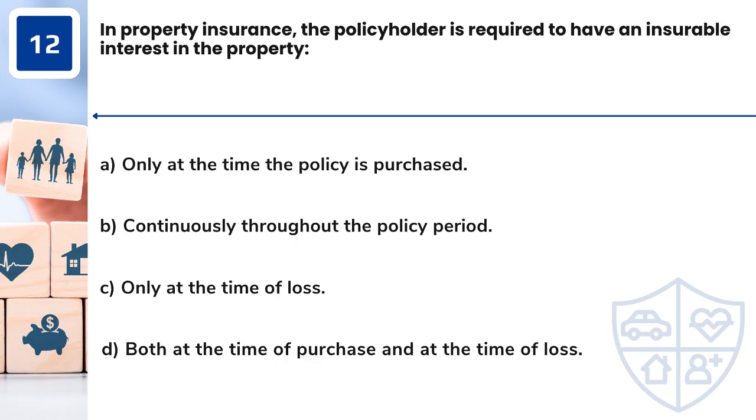Question 12. In property insurance, the policyholder is required to have an insurable interest in the property. A. Only at the time the policy is purchased. B. Continuously throughout the policy period. C. Only at the time of loss. D. Both at the time of purchase and at the time of loss.